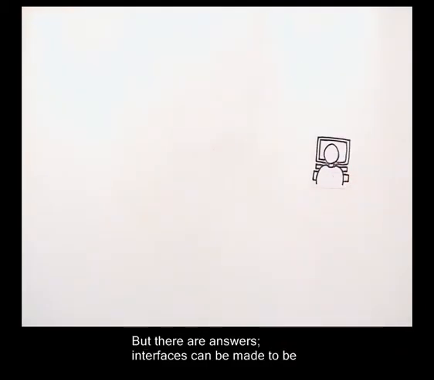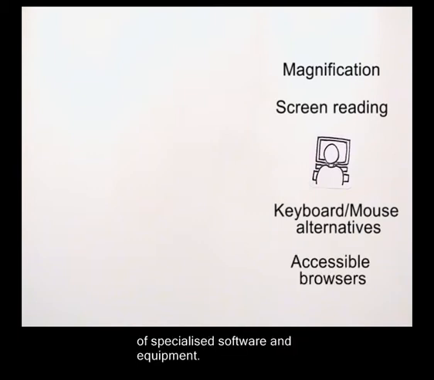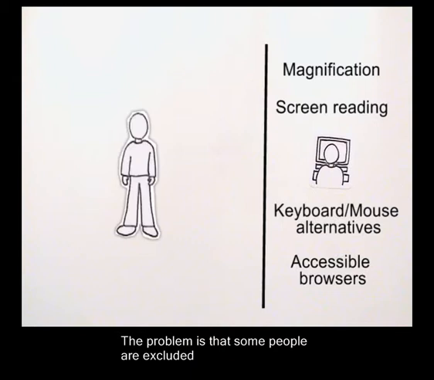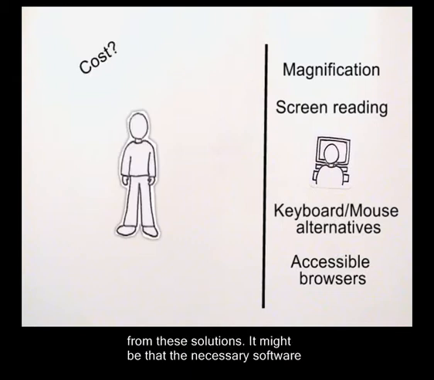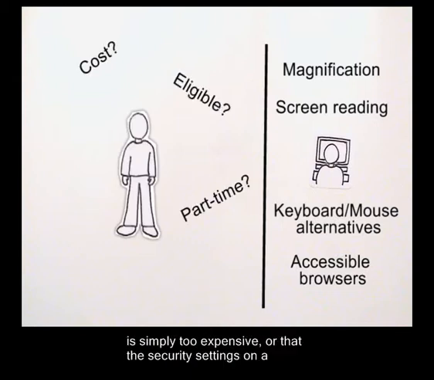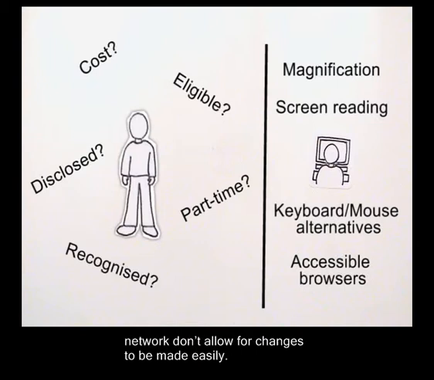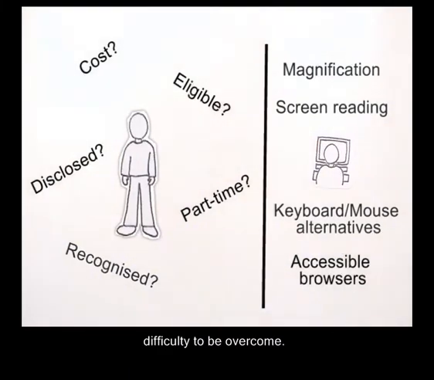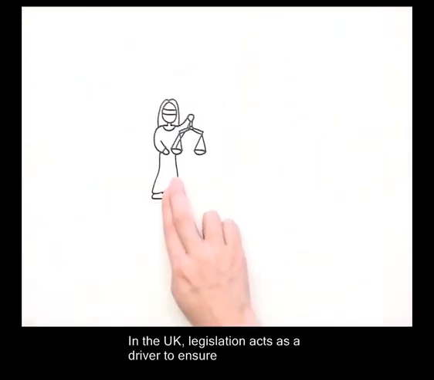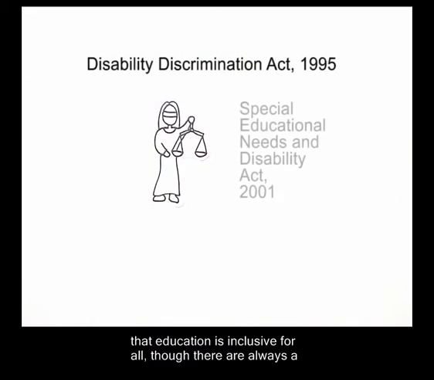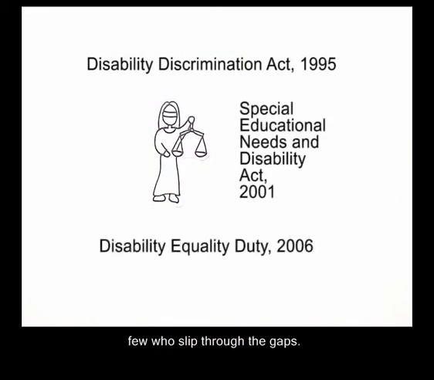But there are answers. Interfaces can be made to be more accessible through the use of specialized software and equipment. The problem is, some people are excluded from these solutions. It might be the software is simply too expensive, or that the network security settings don't allow for changes to be made easily. Students may not even want to be identified as having a problem. In the UK, legislation acts as a driver to ensure that education is inclusive for all, though there are always a few who slip through the gaps.